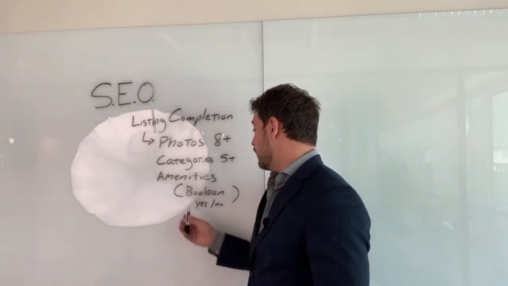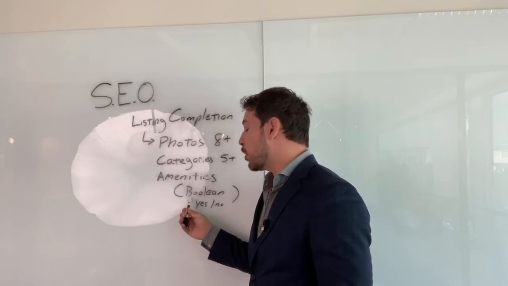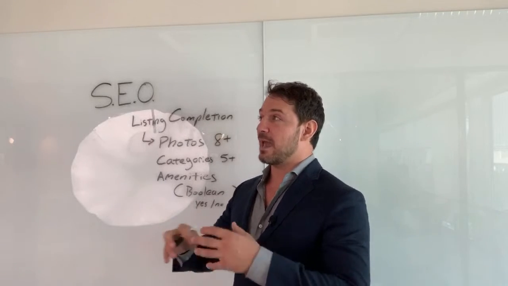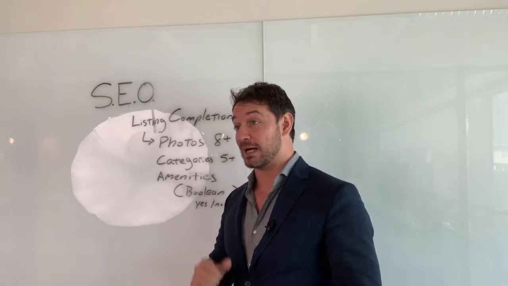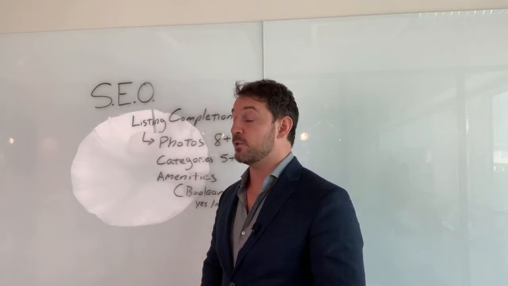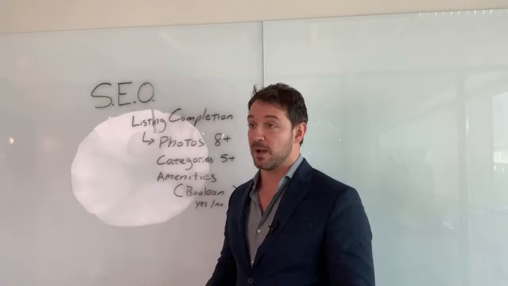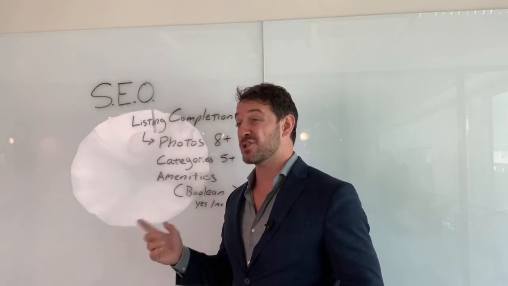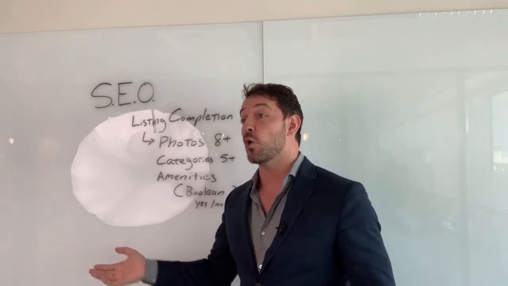Next is amenities. We're not going to get too nerdy on this, but this is called a Boolean search, which is a yes or no search. So essentially, you want every single possible yes box checked. And so, for example, Instant Book is an immediate yes box. If you don't have Instant Book, then people who are searching on Airbnb can actually choose Instant Book as an option, and you won't even show up.